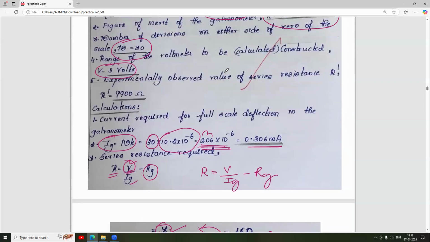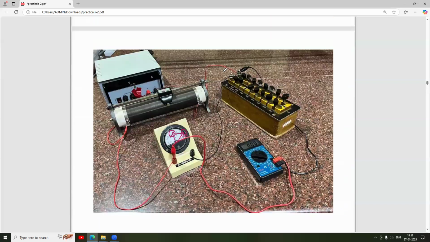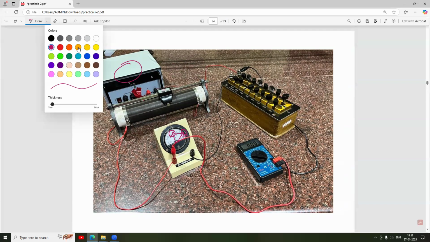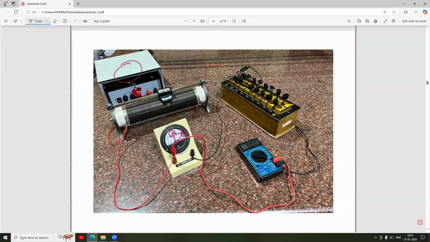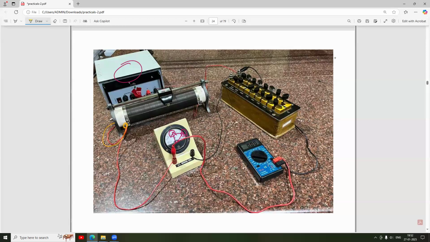So how to do the practical now? How to see what is the series resistance to be connected? You have to have the connection like this, a battery here, and battery has to be connected in parallel with the rheostat. So we have a rheostat here. So you can see the connections given from the battery to the rheostat. All the connections are not seen. So here there is one more negative wire coming here.